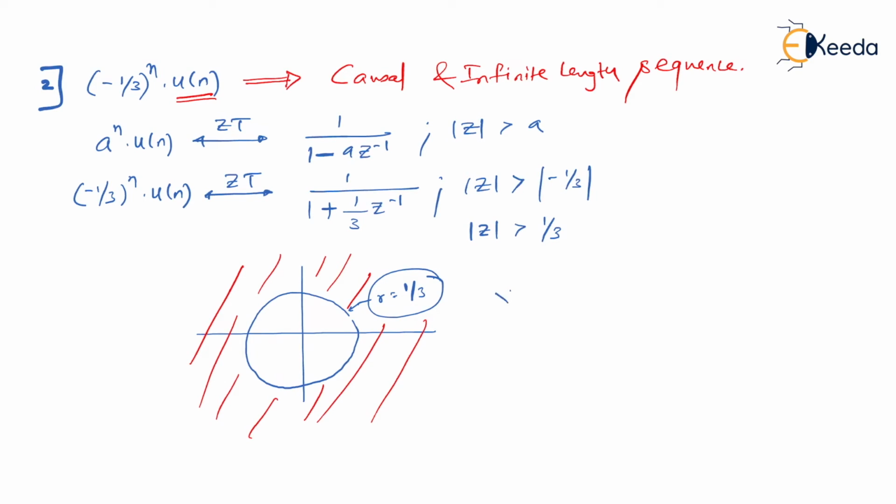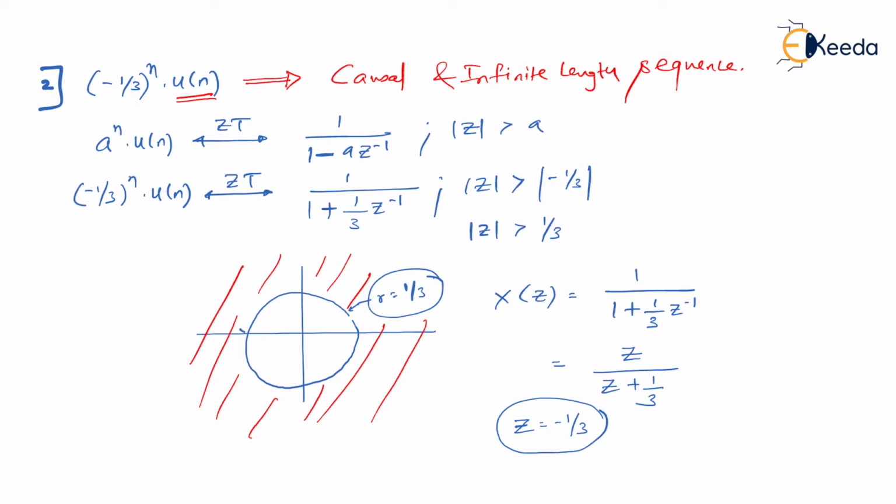See, your x of z answer was 1 upon 1 plus 1 by 3 z inverse, am I right? Now let's say I'm multiplying numerator and denominator with z, it will give me z upon z plus 1 by 3. And by equating the denominator to 0, it gives me the pole. So the pole is present at minus 1 by 3. So minus 1 by 3 I can mark over here. This is the pole location.